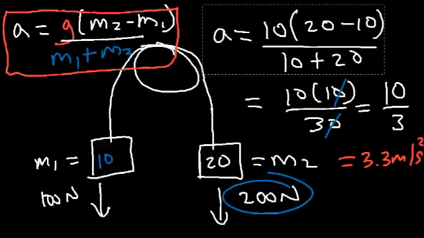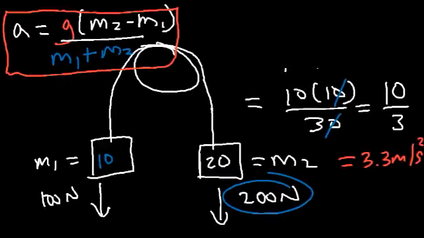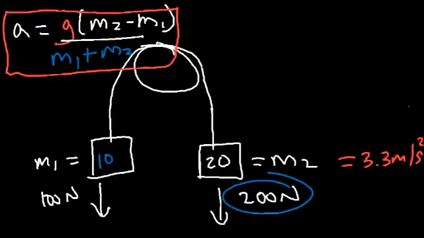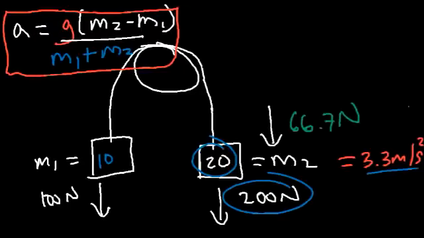So now that we have that information, what is the tension force? How can we calculate it? The first thing we need to do is find the net force acting on each block. The net force acting on the 20 kilogram block is going to be the mass of the 20 kilogram block times the acceleration. Keep in mind, even though I wrote 3.3, it's 3.3333 repeating. If you multiply that by 20, you should get approximately 66.7 newtons. So that's the net force.